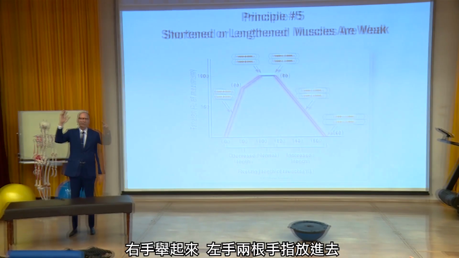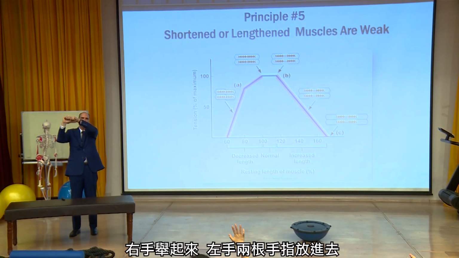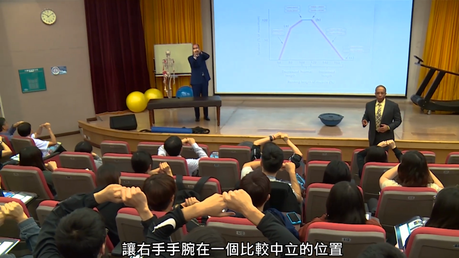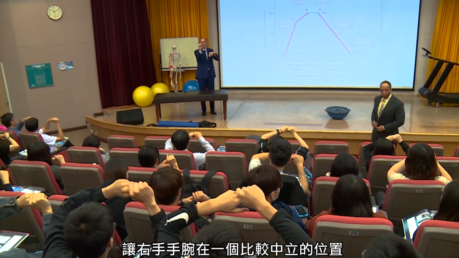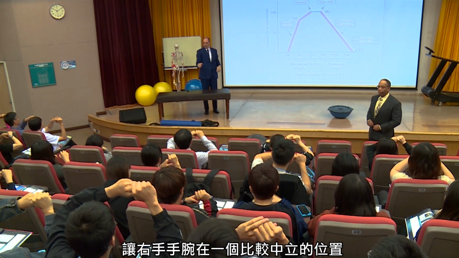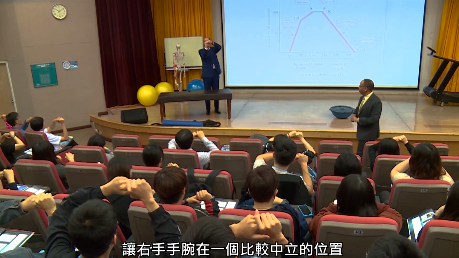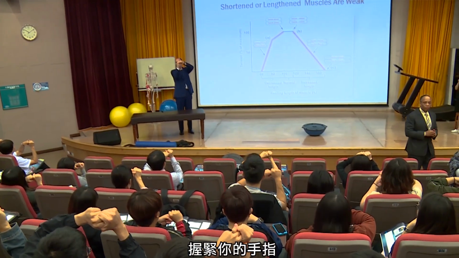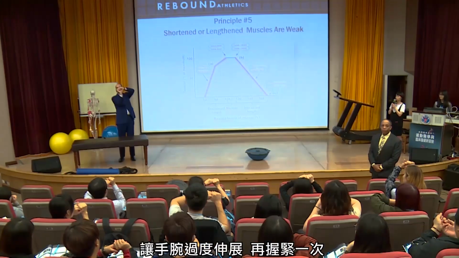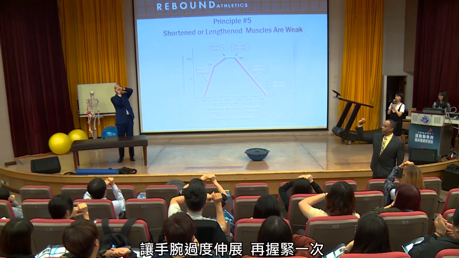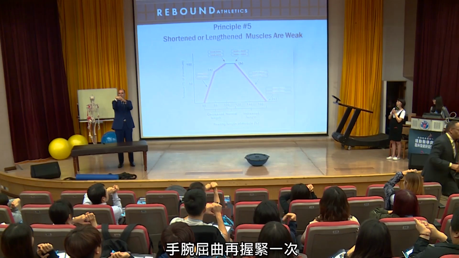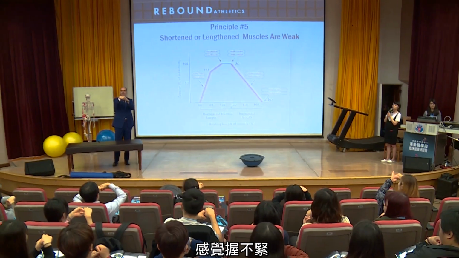Raise your right hand, put 2 fingers inside your hand. Have your wrist relatively straight, just slightly dorsiflex, slightly, like you would rest at the side of your body, like this. And now squeeze your fingers, feel that. Pull your wrist back as far as you can and squeeze again. It's not as strong. And if you put your wrist down, now it's really not as strong.